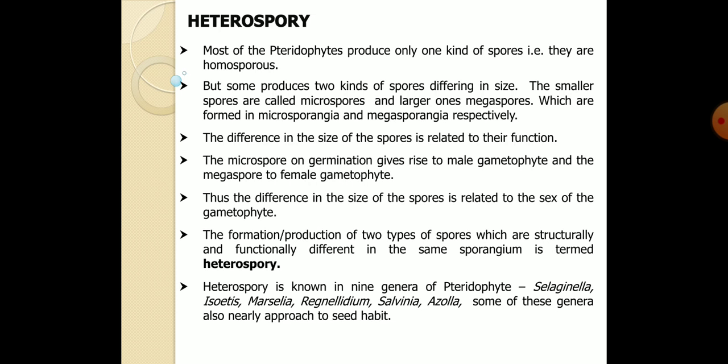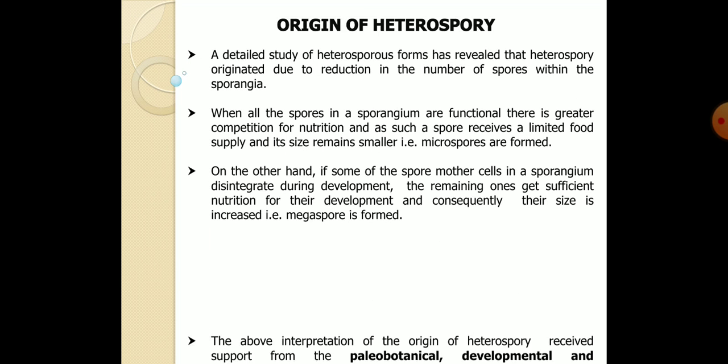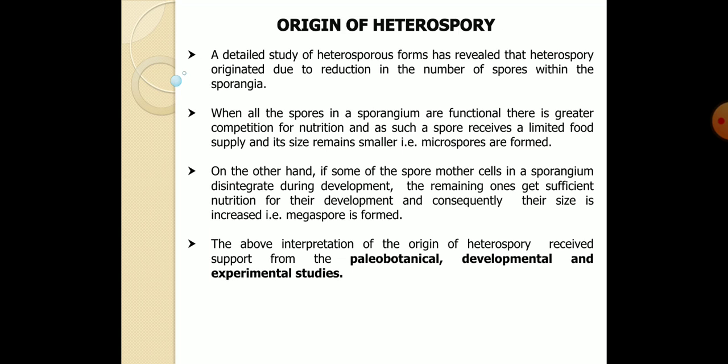That means structurally and functionally different spores are produced in some pteridophytes. This is referred to as heterospory, and the condition is known as the heterosporous condition. Especially in Selaginella, Marsilea, Salvinia and Azolla, this special characteristic is found. Coming to the different theories put forward to explain the nature of heterospory, the study of heterospory suggests it originated due to a reduction in the number of spores within the sporangia.